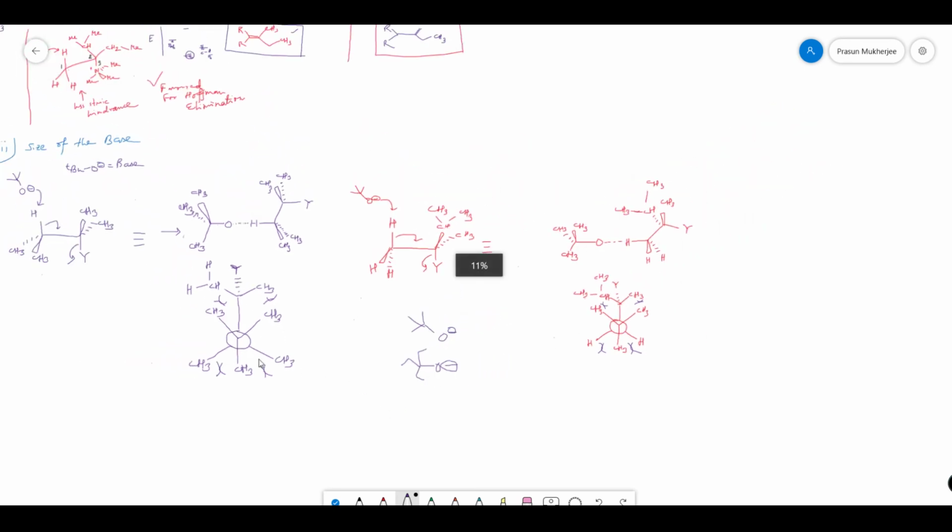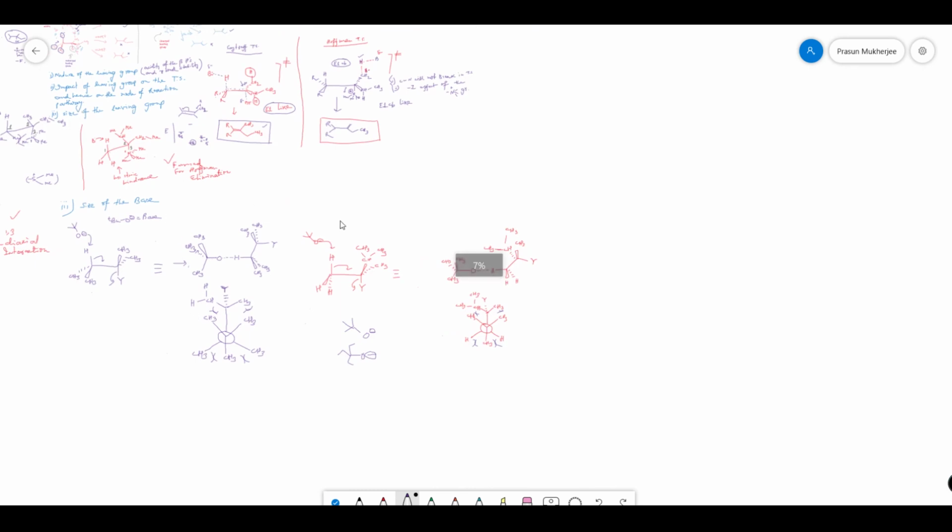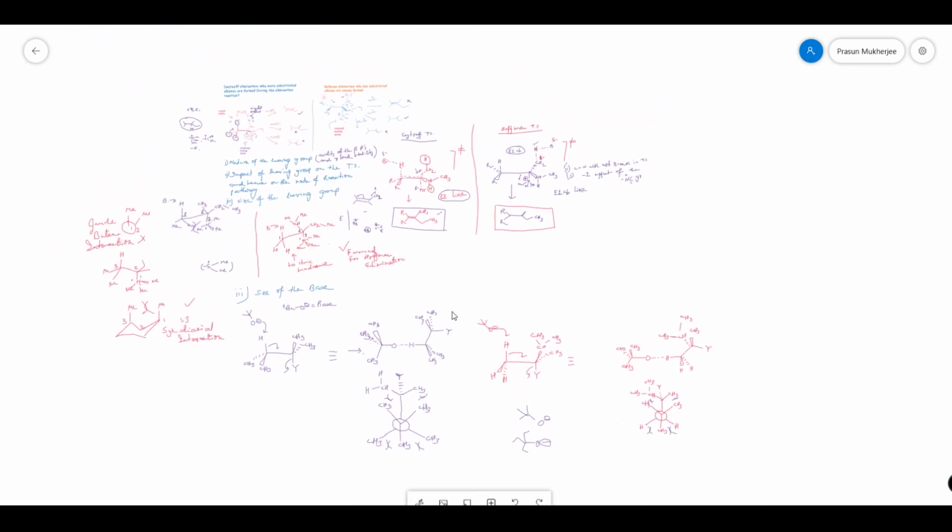Okay, so these are the four important factors which you will have to consider to determine whether a reaction will go via Saytzeff elimination pathway or Hofmann elimination pathway. So that's it.